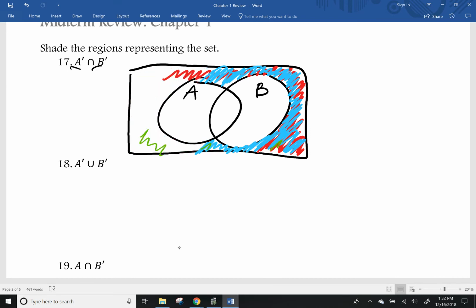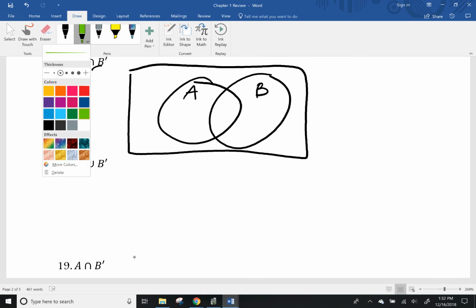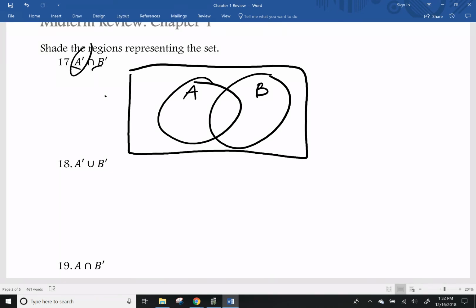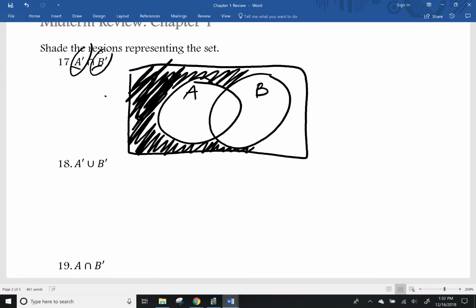And another way to think about this problem, as I kind of clear it up, another way to think about this is it's outside of A and it's outside of B. So the only part that's outside of A and also outside of B is essentially the rectangle part that I had just shaded a second ago, right? Outside of A and outside of B. So it's not in A and it's not in B, which means it's all of that.